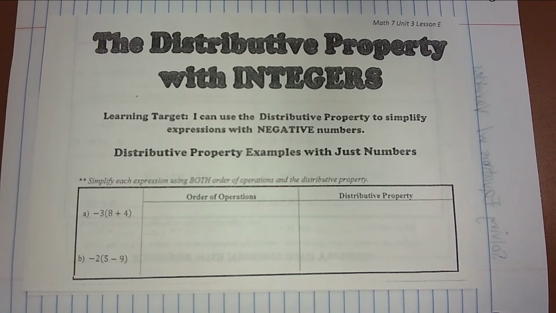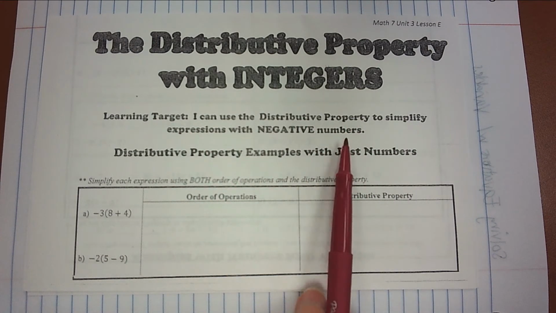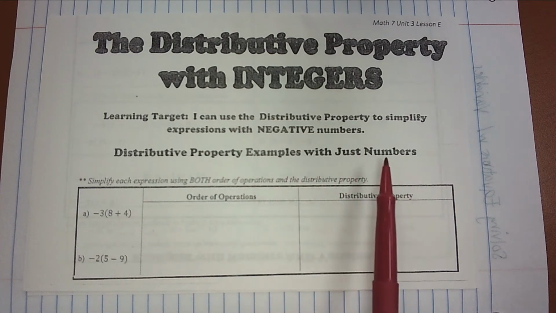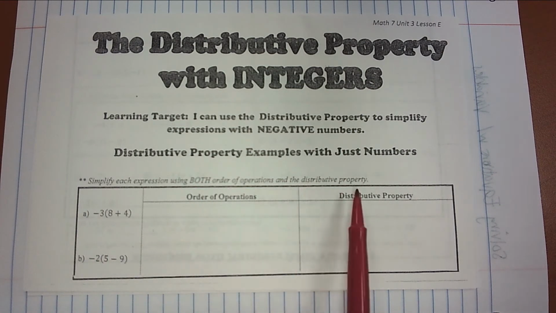Today we're going to be working on the distributive property with integers. So your learning target is: I can use the distributive property to simplify expressions with negative numbers. We're going to start with examples with just numbers. We're going to simplify each expression using both order of operations and the distributive property to show you that the distributive property really does work.